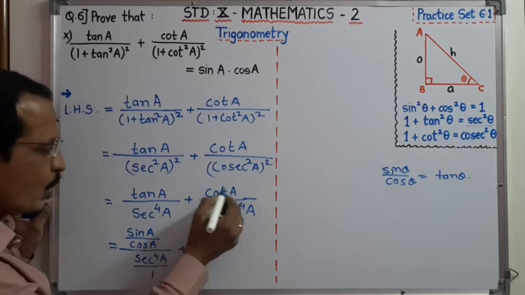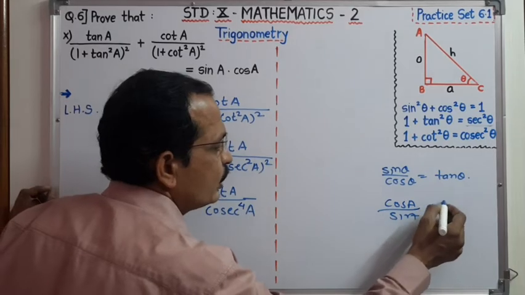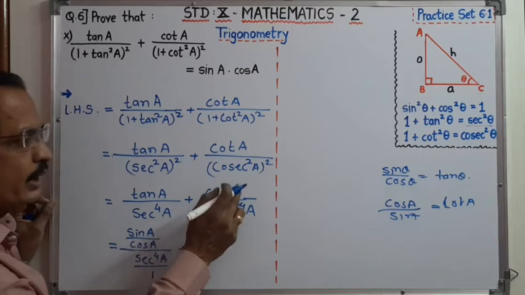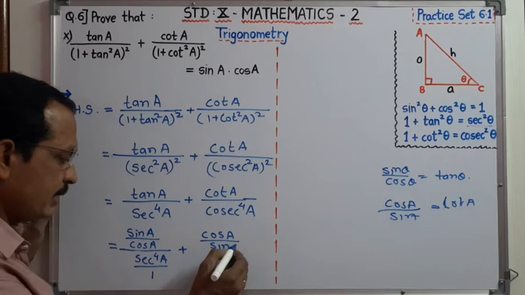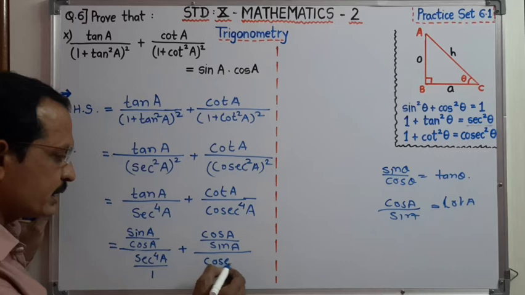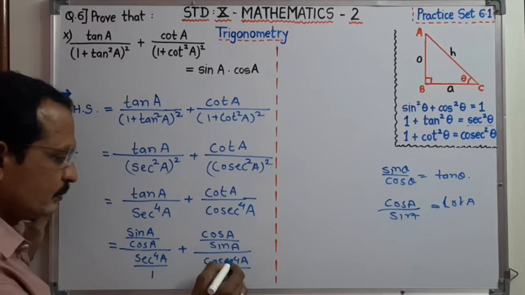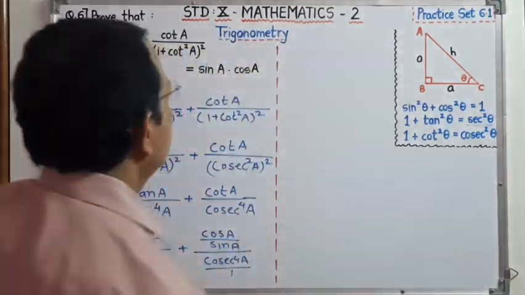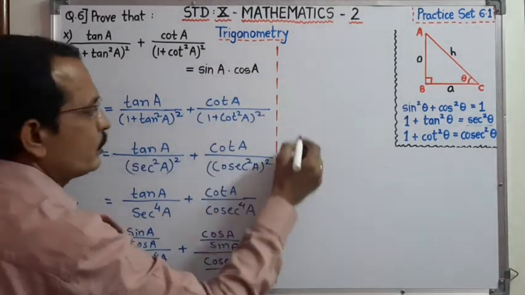Now see dear student, cot A. We know that cos A upon sin A is equal to cot A, isn't it? Therefore, instead of this cot A, we can write here cos A upon sin A upon, here it is cosec raised to 4A upon 1. Now dear students, see what we have to do. We have to prove that this is equal to sin A into cos A. Now see what we have to write here.